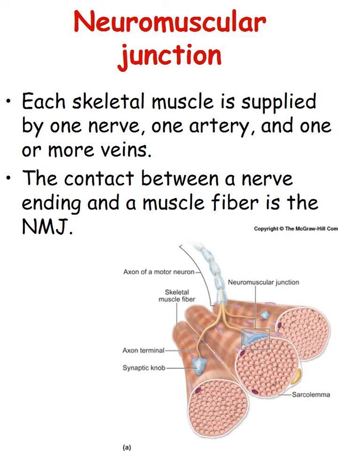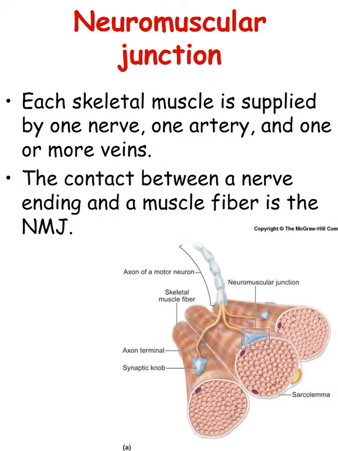Motor neuron activity is what stimulates skeletal muscle contraction. Muscle contraction begins when a nerve impulse stimulates an impulse in the muscle fiber itself. Each muscle fiber is controlled by one motor neuron. Now this is not the same as one muscle being controlled by one motor neuron. It's just a muscle fiber that is controlled by one motor neuron.